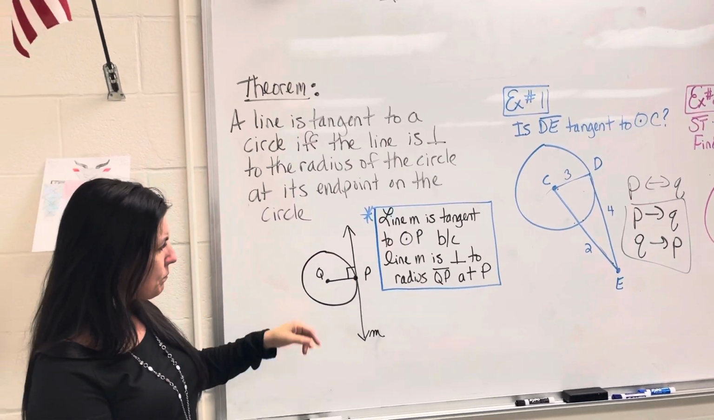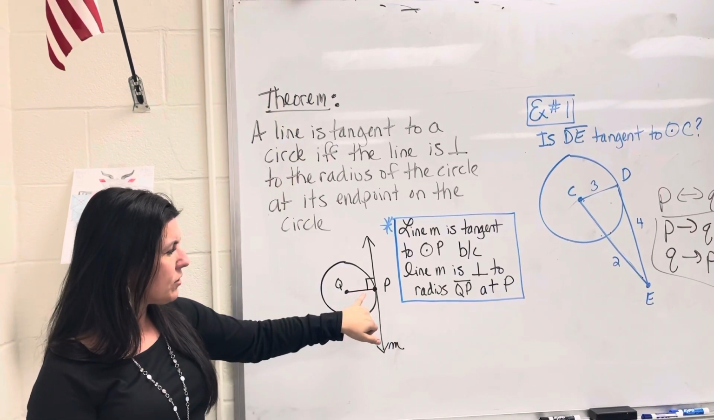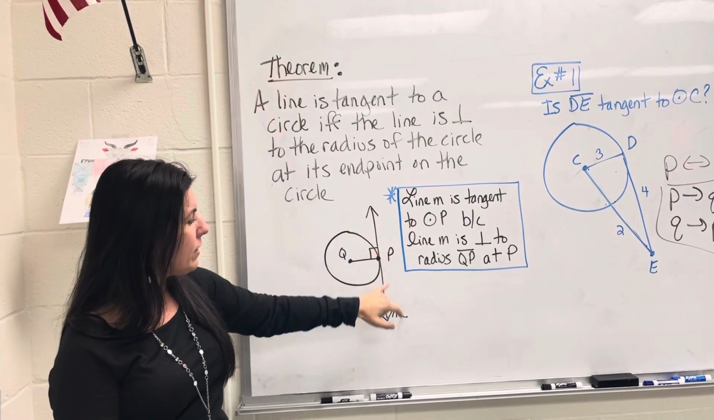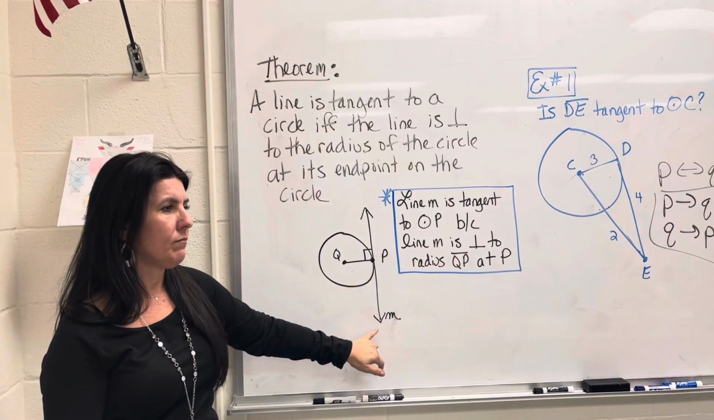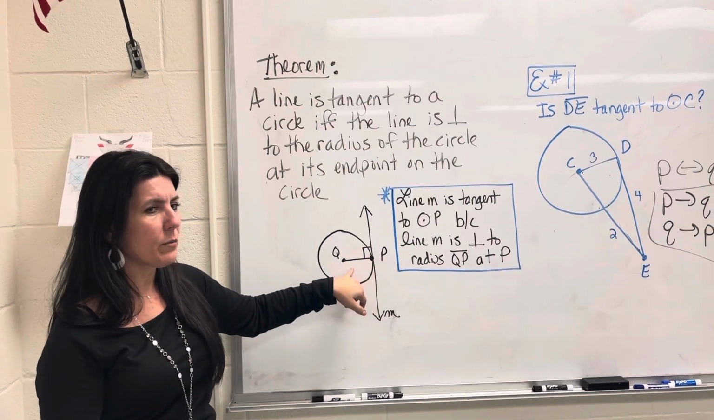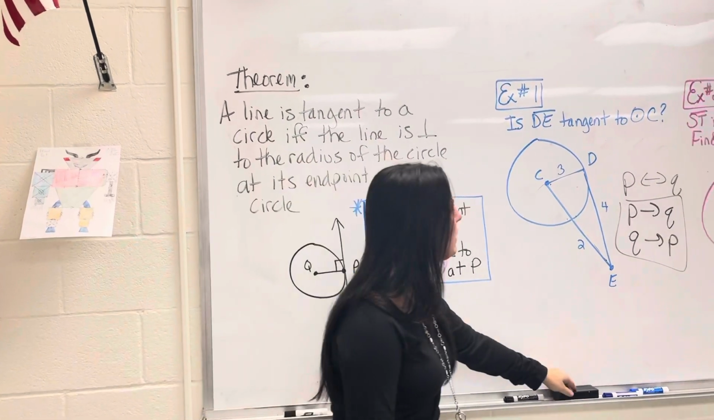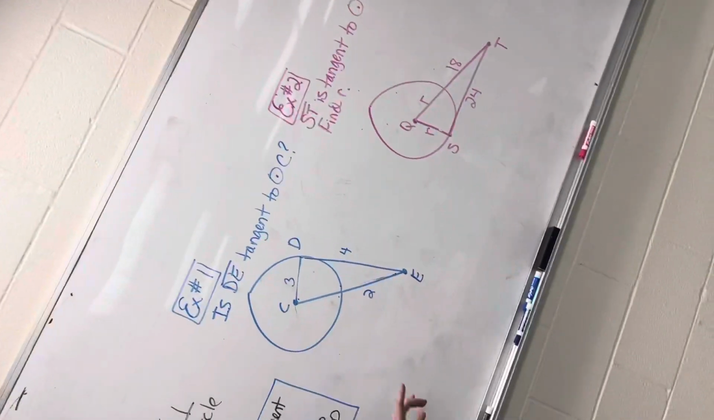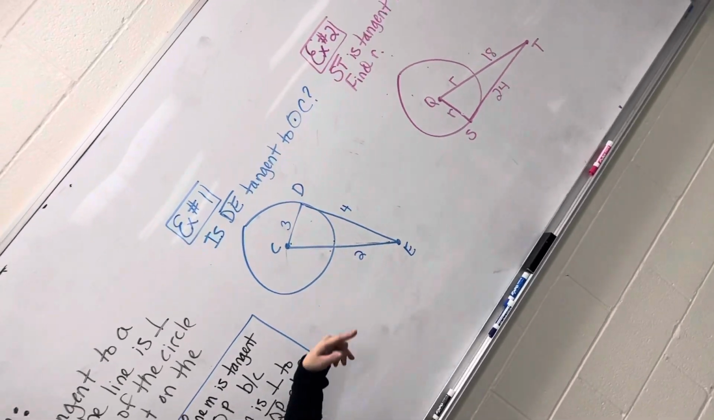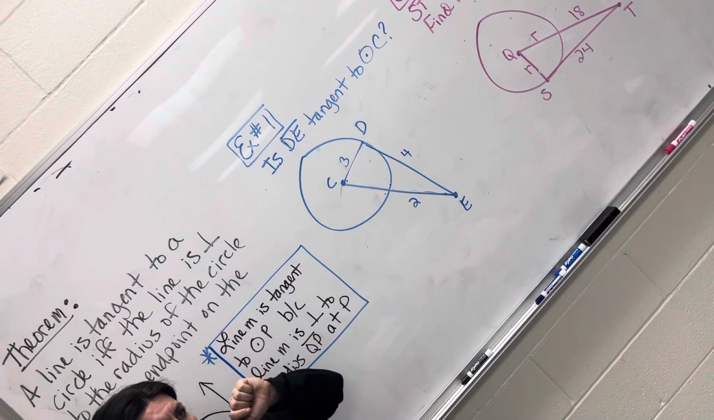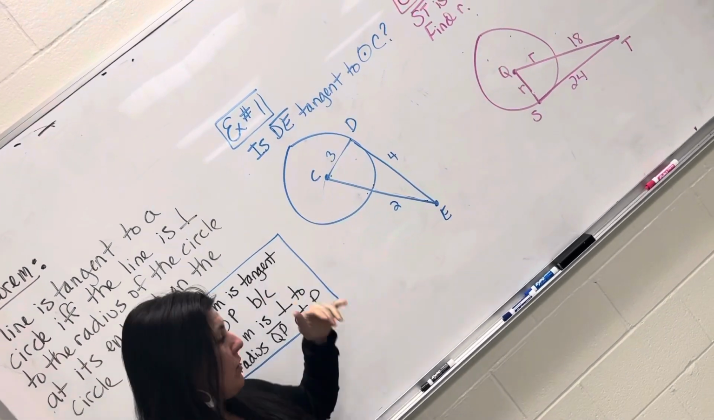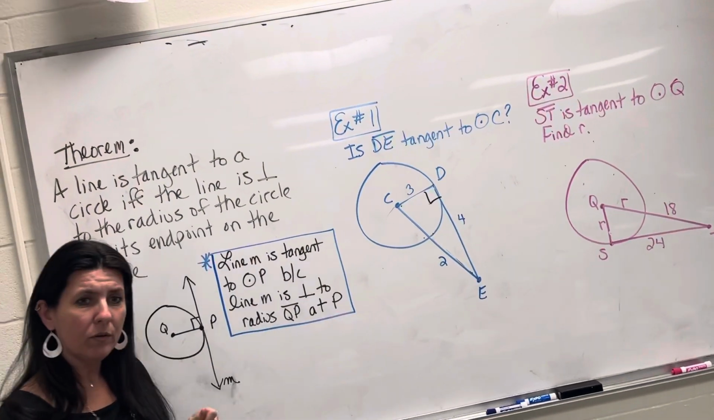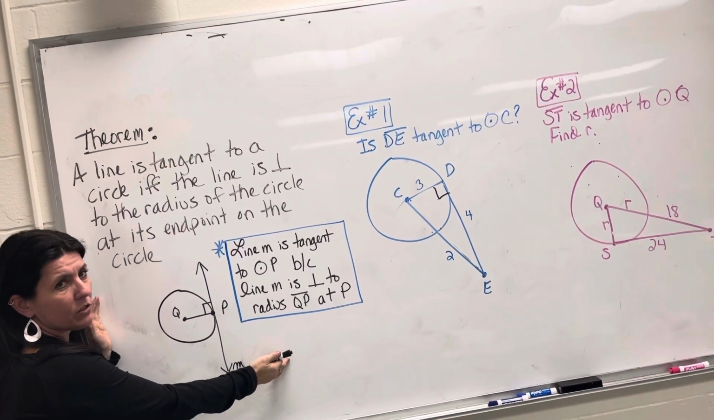So looking at my picture, here's my radius. This is the center. This is a point on the circle, so that's my radius. Because it's perpendicular, we know that this is a tangent line. This is a tangent line because it's perpendicular to the radius. Looking at my first example, it asks us to figure out if DE, which is this line on the outside, is tangent to circle C. If it is tangent to circle C, we would know that this is a right angle. That comes from this theorem that we just talked about.